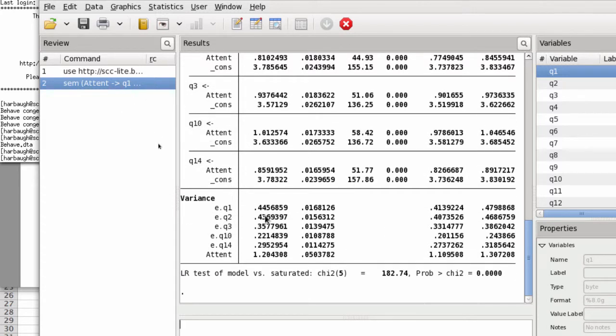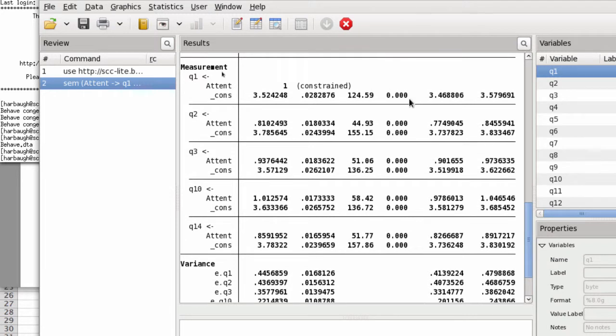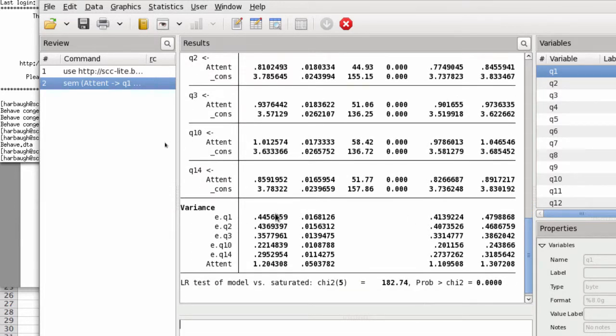Reports, if I hit the next one, will give me the variance. I have the estimated variance for each of my items. And then I have the attention. And so if we can go back through this, I can actually count how many parameters were estimated. It constrained the factor loading for Q1 to 1. We call that an anchor loading. And then it estimated 4 parameters. It estimated 5 item variances. So that takes us to 9. And it estimated the factor variance. So that takes us to 10.